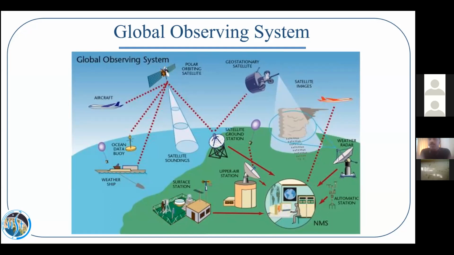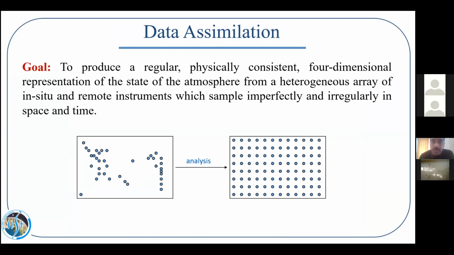So that needs to be combined. It's being a challenging problem. So what is the goal of data simulation? To produce a regular, physically consistent, four-dimensional representation of the state. Four-dimensional means X, Y, Z. That means two directions in horizontal, one direction vertical, and the time as well. So a four-dimensional representation of the state of the atmosphere from a heterogeneous array of in situ and remote sensing observations, which is sampled imperfectly and irregularly in space and time.